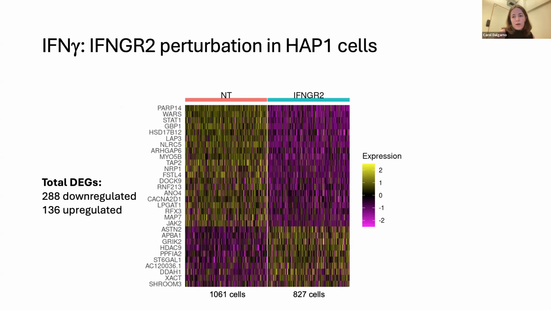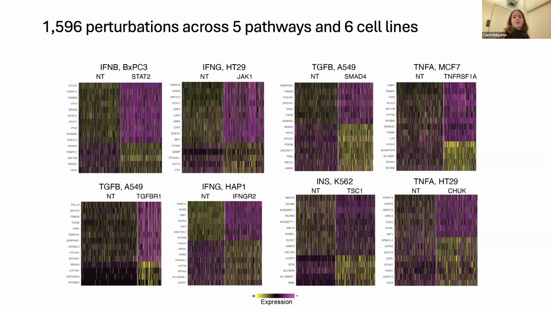So here I'm showing just one example of one of the perturbation responses that we recover in this large data set. So here we have interferon gamma stimulated HAP1 cells that received an interferon gamma receptor 2 knockdown, and we can see that the differentially expressed genes include canonical interferon gamma response genes. We recovered over 1,600 of these perturbation responses, covering all 5 pathways and all 6 cell lines, and here I'm showing just 8 examples.